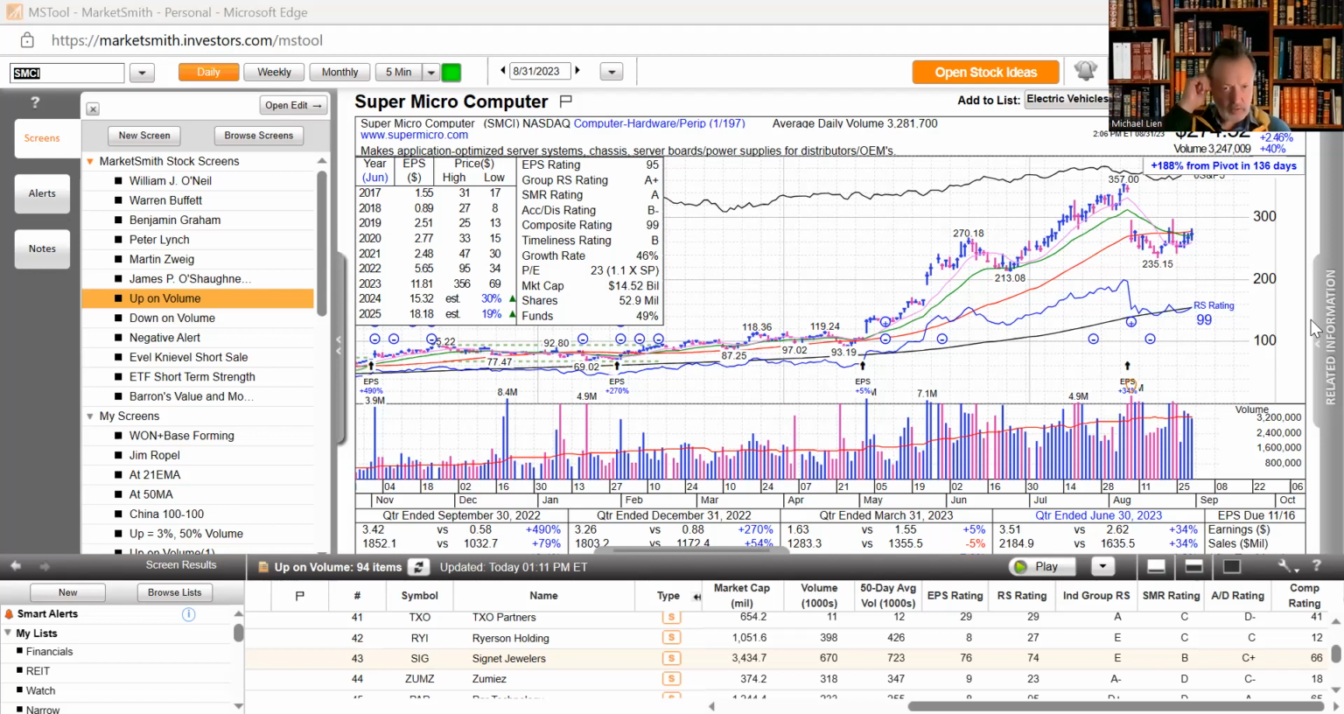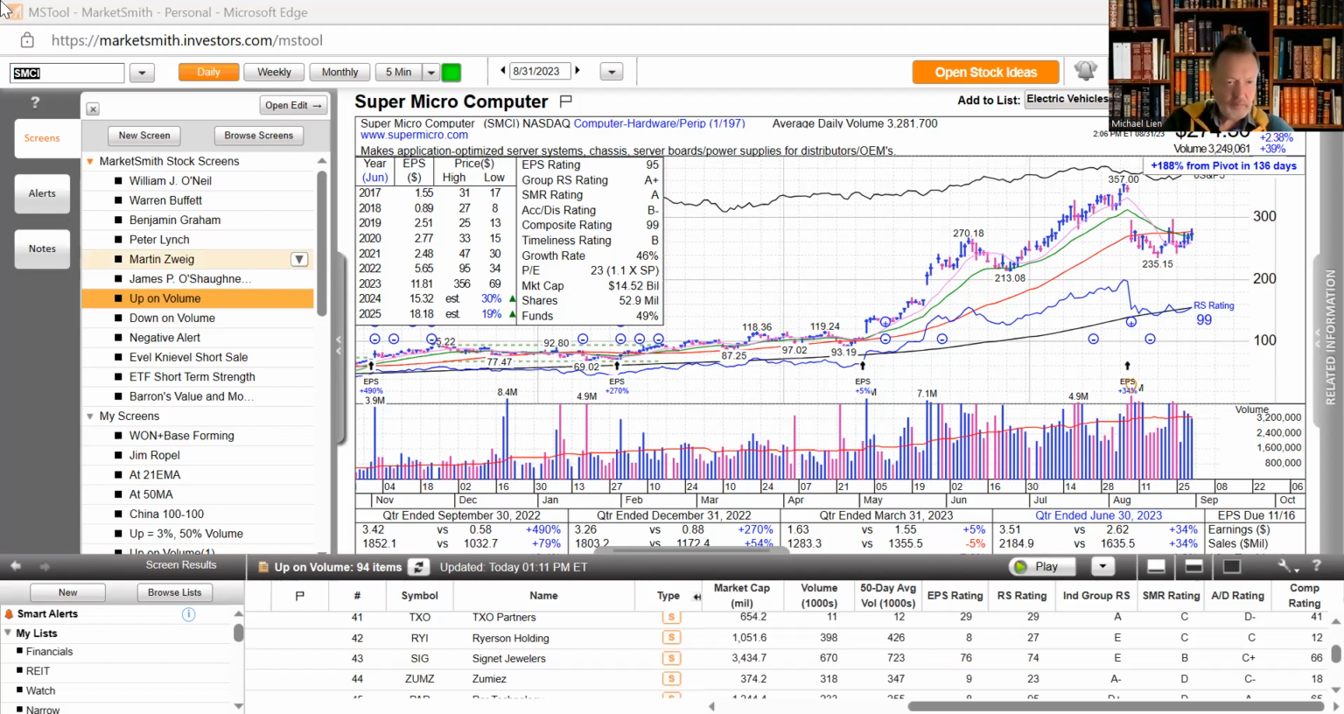And we're looking at Super Micro Computer right here, right now. It continues to shine. A lot of professional money managers seem to be buying the dip over here. So it keeps showing up on the screens day after day. It's on the screens again today. But let's go to the news.